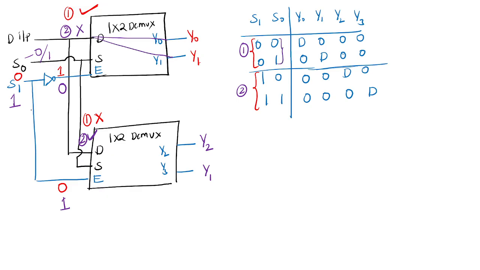Here also, S0 is commonly connected. When S0 equal to 0, D is connected to Y2, and when S0 equal to 1, D is connected to Y3. So we are getting Y2 and Y3. See here, depending on S0 and S1, D is connected to Y0 and Y1 in the other demux. Is it fine? Did you understand? Fine, sir.